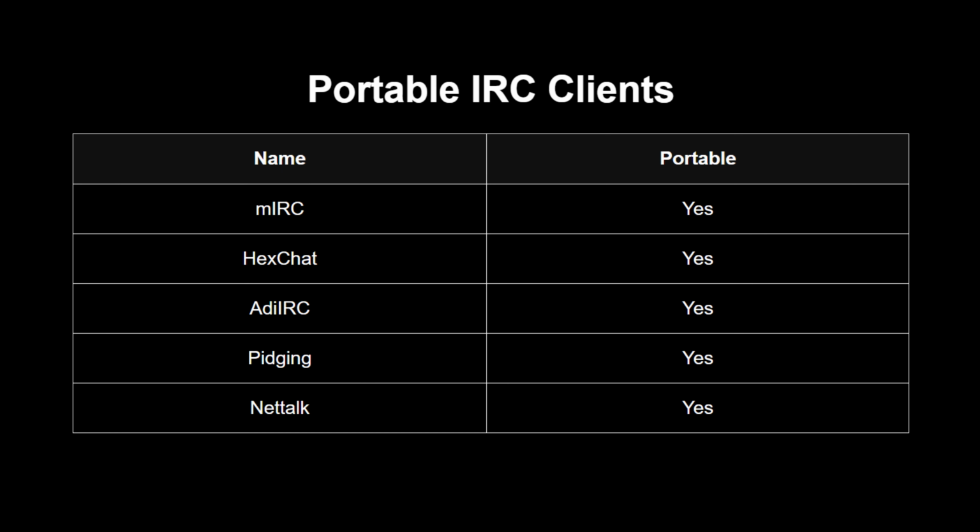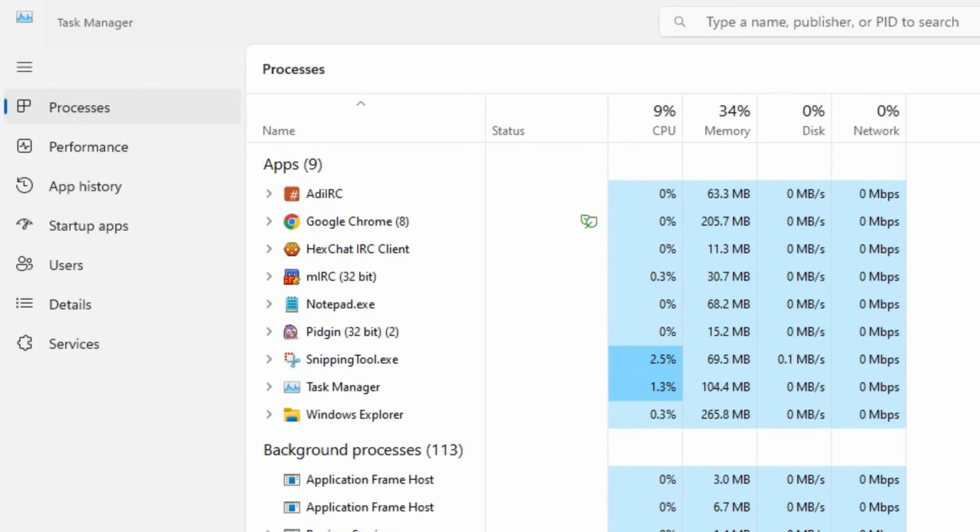Sometimes the same setup file is enough, and otherwise it's a separate one. I also want to show you the processes for these client apps. They have been running for a while and it looks like this. Let's take HexChat, 11.3 megabyte RAM. AdiIRC gets almost 64 megabyte RAM. mIRC gets almost 31 megabytes. Pidgin, 15.2 megabytes of RAM. It's not much to talk about.